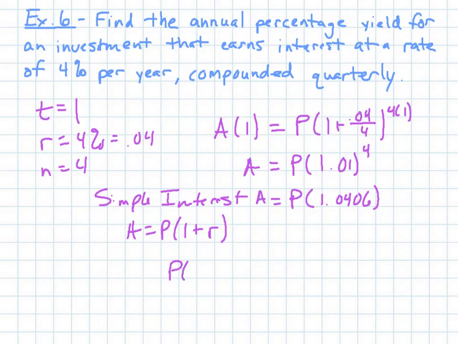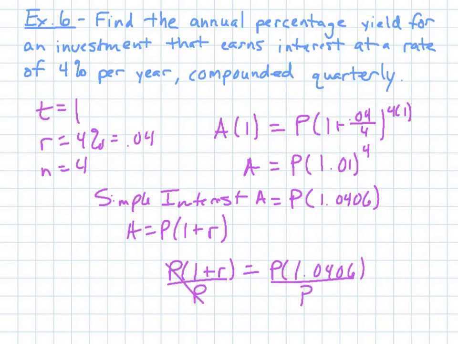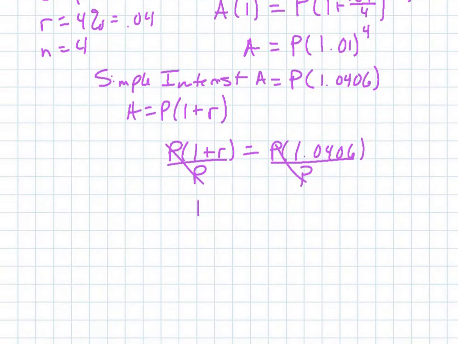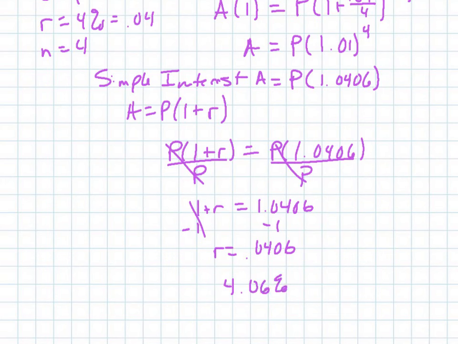So then P times 1 plus R is equal to P times 1.0406. So if I divide the principals away, so you don't need them, then 1 plus R is equal to 1.0406. And then here I want to solve for R, so I subtract 1 from both sides. So that gets me 0.0406. So my percent for annual yield would be 4.06%. And so that'd be the answer.